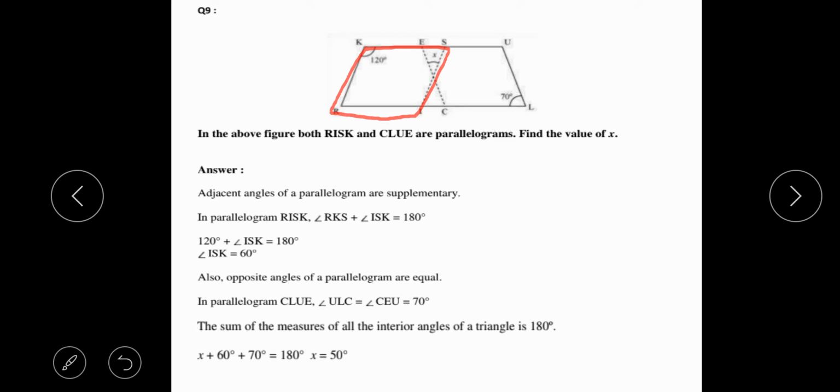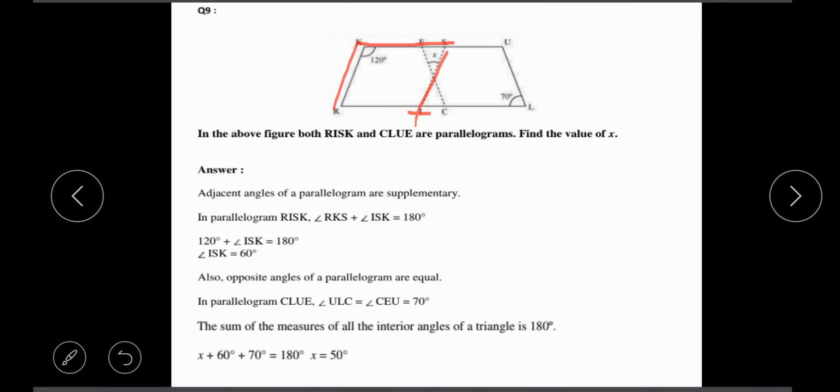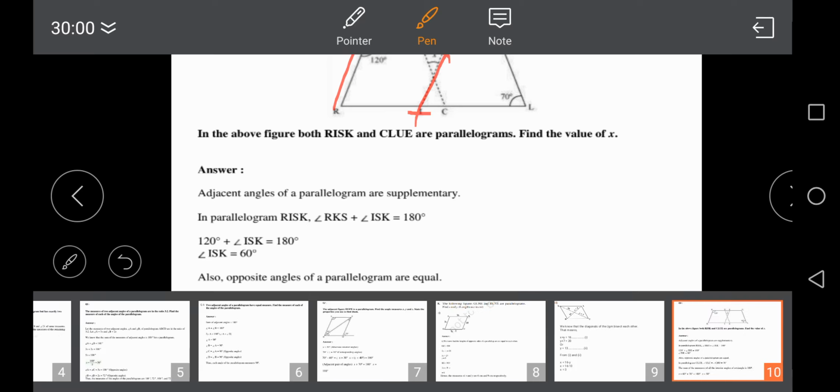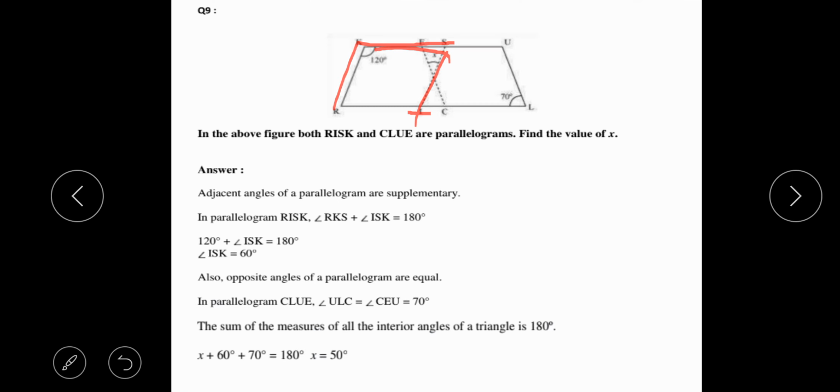So in this parallelogram, see, adjacent angles: angle RKS plus angle ISK is equal to 180 degrees, which means adjacent angles sum to 180 degrees. So 120 plus ISK is equal to 180 degrees. So we can find ISK is equal to 60 degrees. So ISK we have 60 degrees. What is ISK? This is ISK.